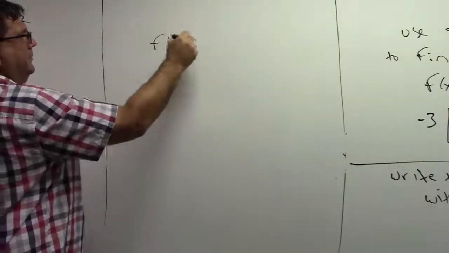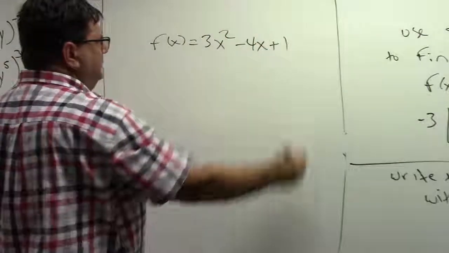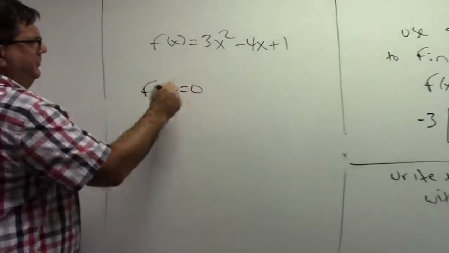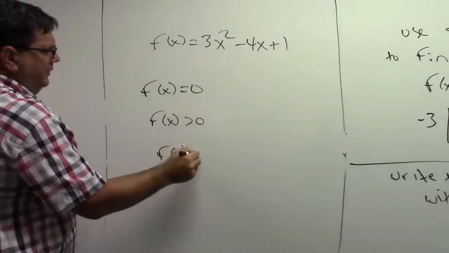Let's go f of x equals 3x squared minus 4x plus 1. Let's figure out when f of x is equal to 0, f of x is greater than 0, f of x is less than or equal to 0.